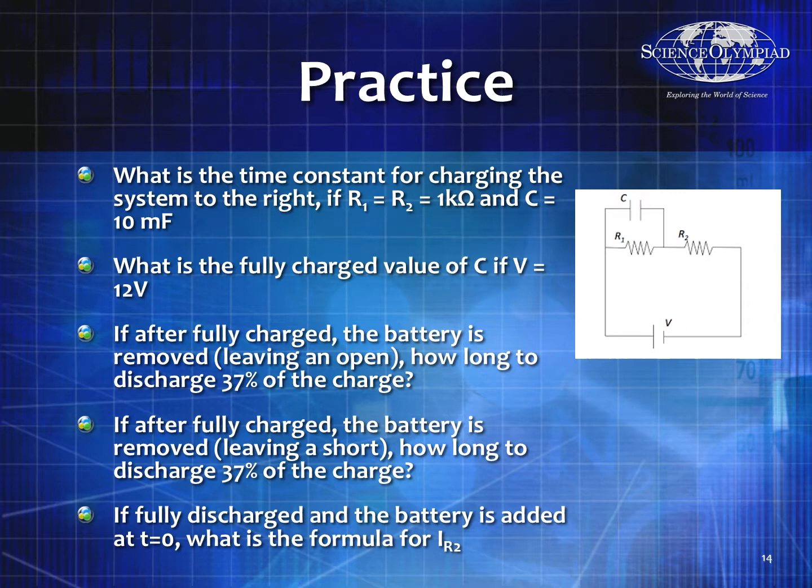If fully charged and the battery is removed, leaving a short, how long to discharge 37% of the charge? It would be equal to the time constant. If fully discharged and the battery is added at T0, what is the formula for IR2? So these are some good examples.